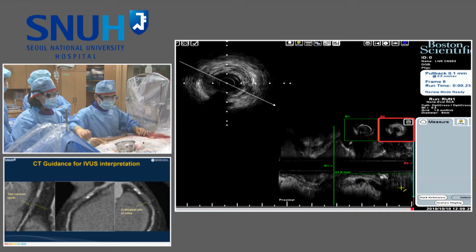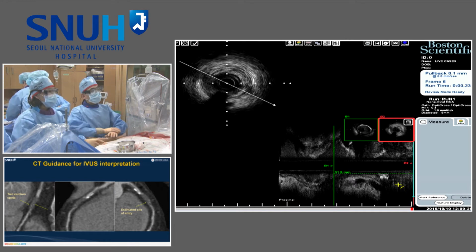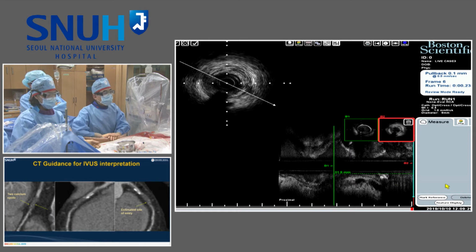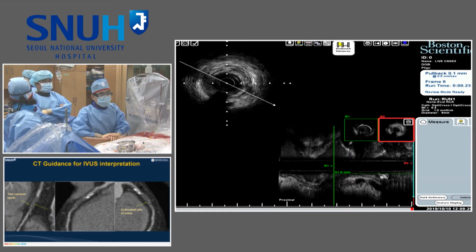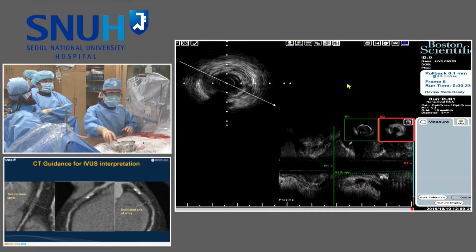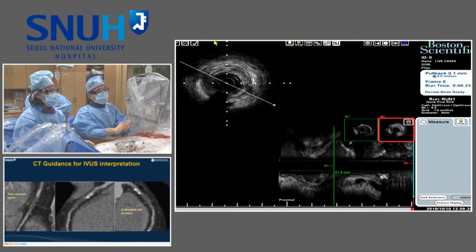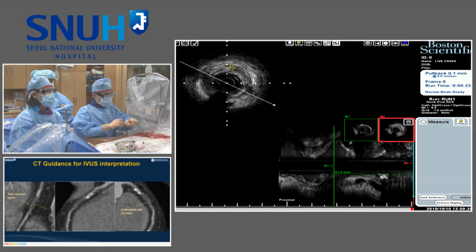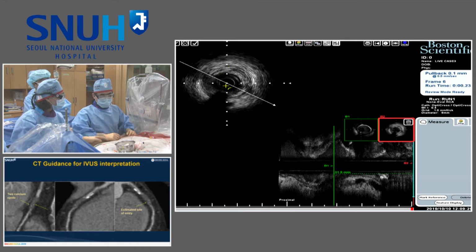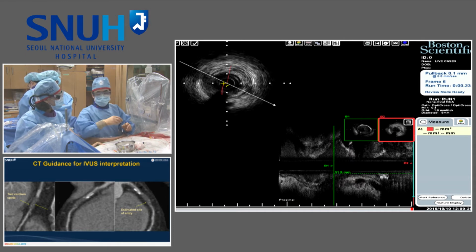바꿔야지. 40, 30, No, 3.5. 35. Okay. 소프트웨어 주면 패스할게. Okay. Please deploy the stent.